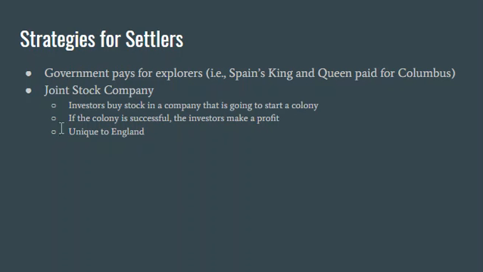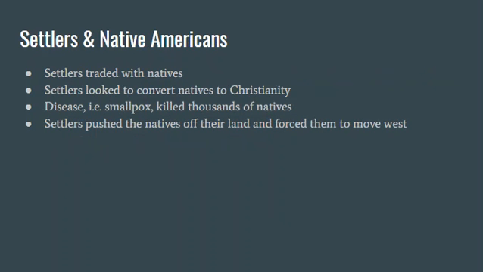There's also something called a joint stock company, and that's where investors buy stock in a company that is going to start a colony. So some company says, we're going to go to North America, we're going to try to grow tobacco, and if we make money, you're going to get money. So people would give these investors money, and if that company made money, it would get to everybody who invested. This was only England, though. England was the only one that did joint stock companies.